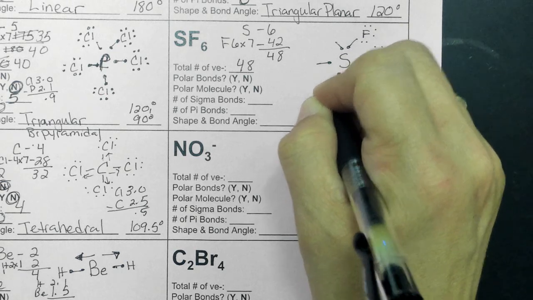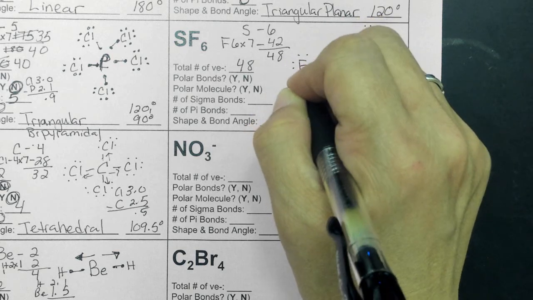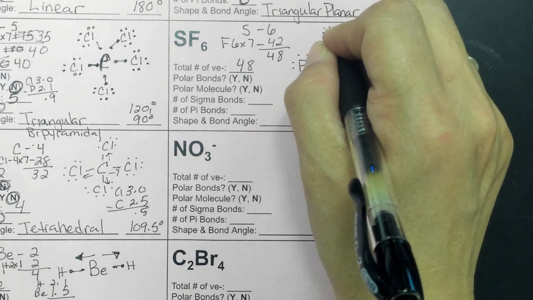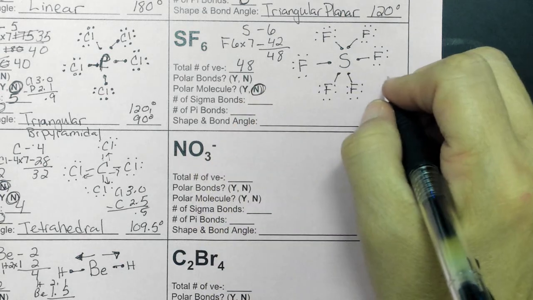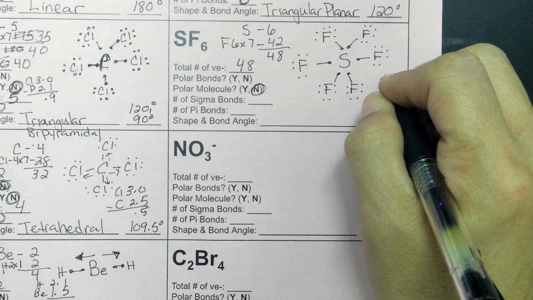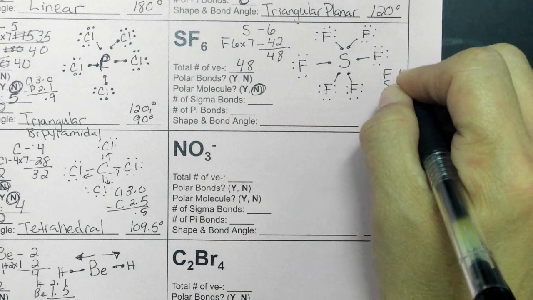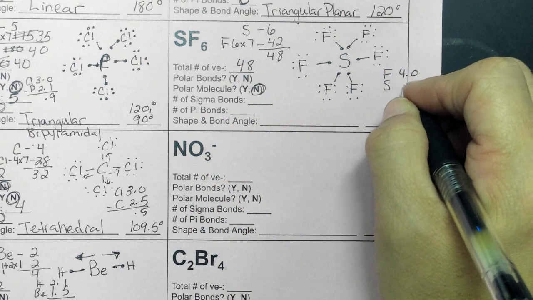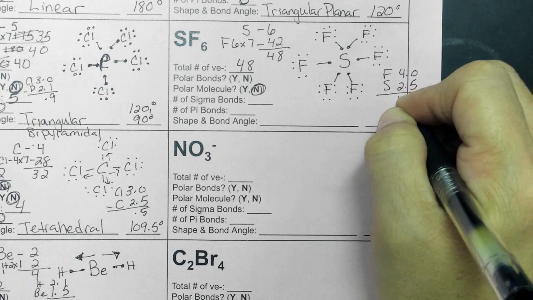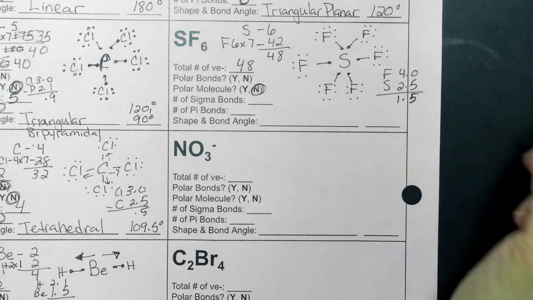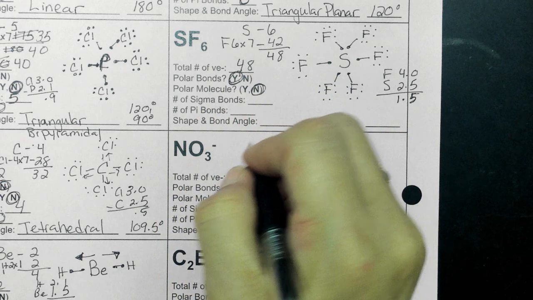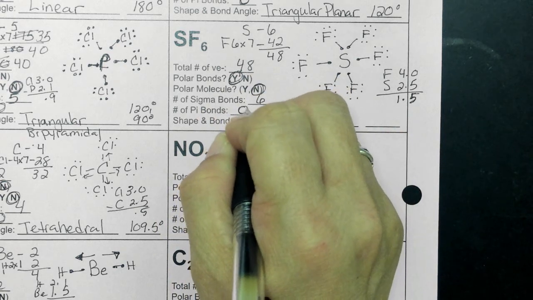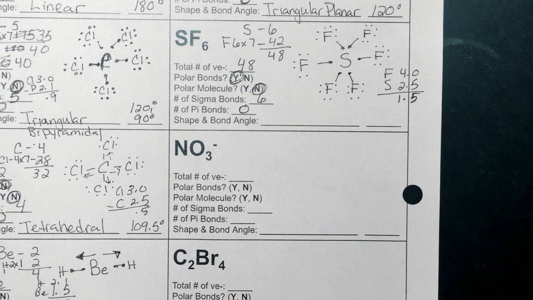So since all of these satellite atoms are the same, it's going to be considered balanced, so the molecule itself is nonpolar. And then if we look at sulfur and fluorine's electronegativity differences, fluorine is 4, sulfur is 2.5, so 1.5 is the difference. So the bonds are definitely polar. All single bonds, so I have 6 sigma, no double or triple bonds, so 0 pi bonds.